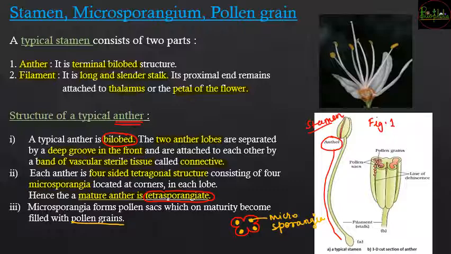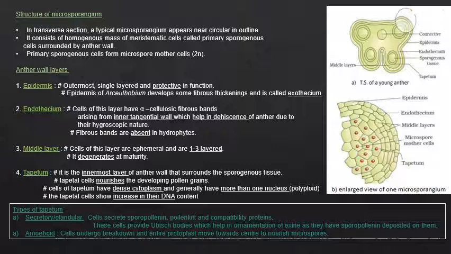Now let's see about microsporangia in detail. तो microsporangia को पढ़ना is very important because in all microsporangia is the structure that is going to form the pollen grains further, right? So let's see about the structure of microsporangium. Microsporangium is going to be present in the anther and we can see this microsporangium when the anther has been cut in a transverse section, right?